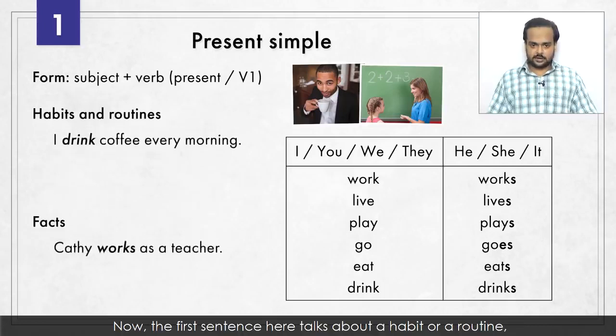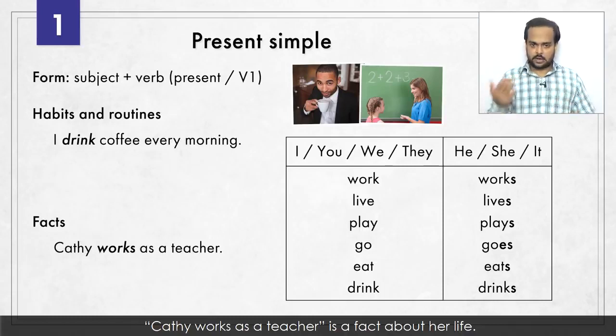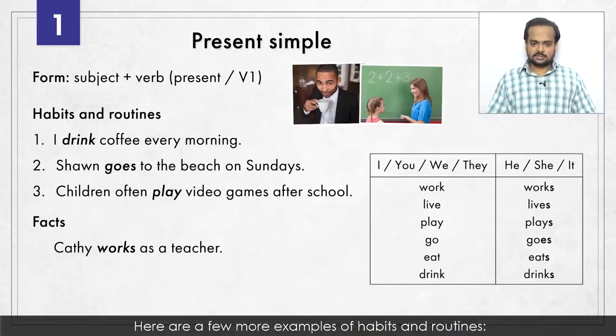Now the first sentence here talks about a habit or routine, something that I do regularly. The second sentence is a fact. Kathy works as a teacher is a fact about her life. These are the 2 main uses of the present simple tense. Here are a few more examples of habits and routines.